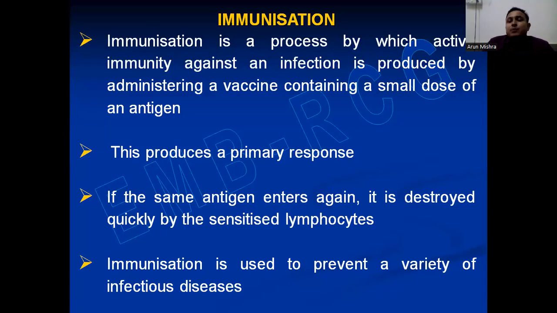Immunization is a process by which active immunity against an infection is produced by administering a vaccine containing a small dose of antigen. This produces a primary response. If the same antigen enters again, it is destroyed quickly by the sensitized lymphocytes. Immunization is used to prevent a variety of infectious diseases.